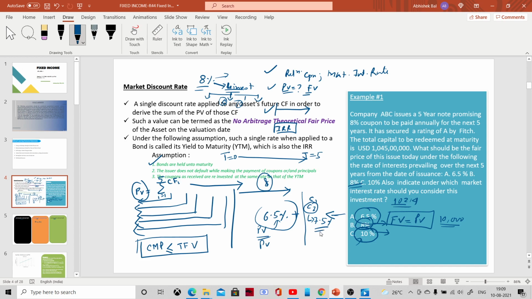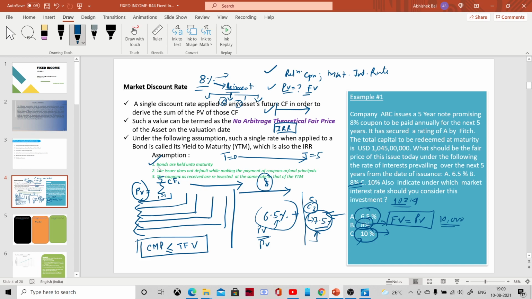When it became 7.5%, what happens? This extra 100 basis points which you have got now becomes your reinvestment gain, right? Because now you have a better reinvestment proposition than the time when you had invested in the bond at the market prevailing interest rate of 6.5%, right?